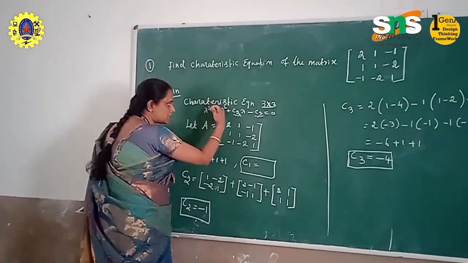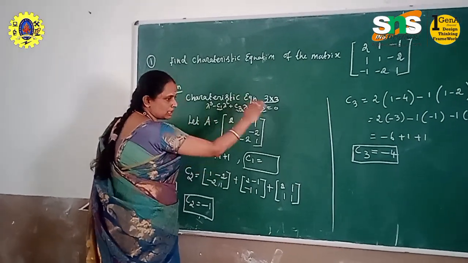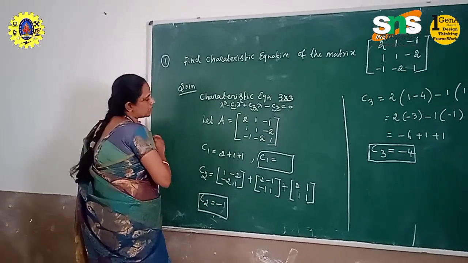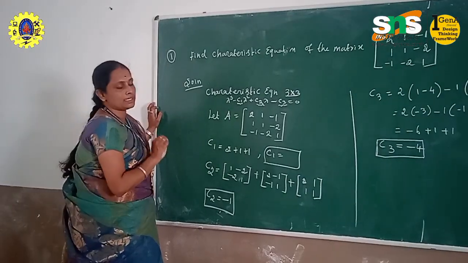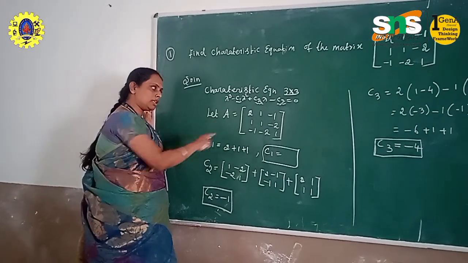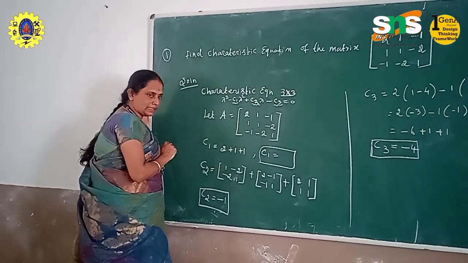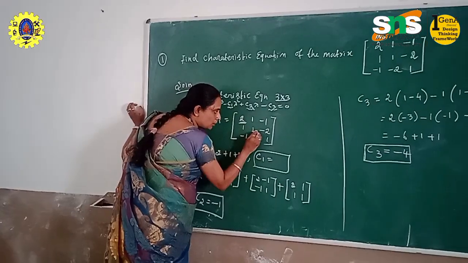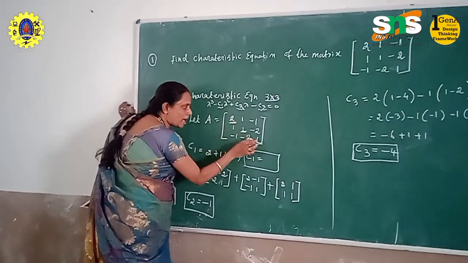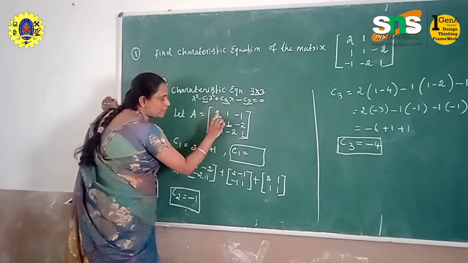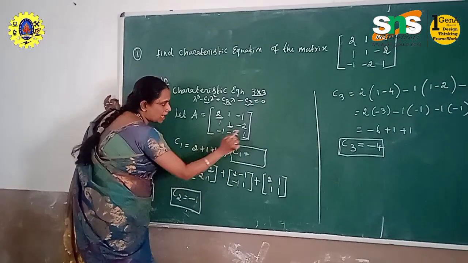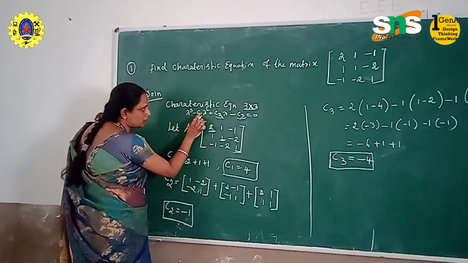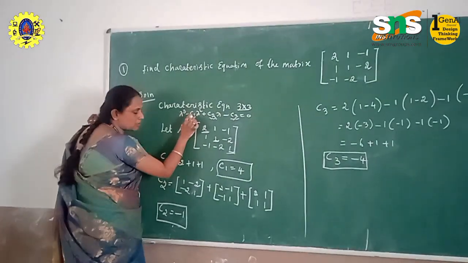Then we substitute the c1, c2 and c3 values in the characteristic equation. How do we find c1? C1 is the sum of the main diagonal elements. The diagonal elements are 2, 1 and 1. Adding 2 plus 1 plus 1: 2 plus 1 is 3, 3 plus 1 is 4. So the c1 value is 4.